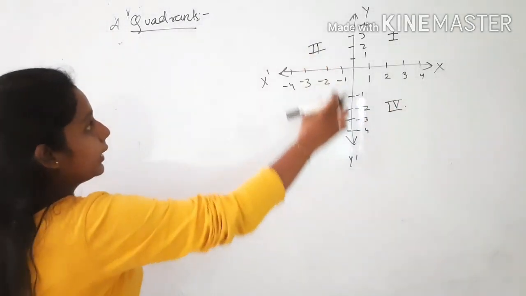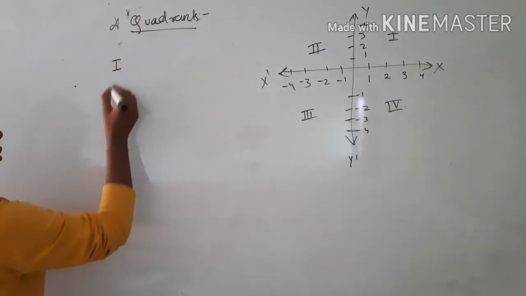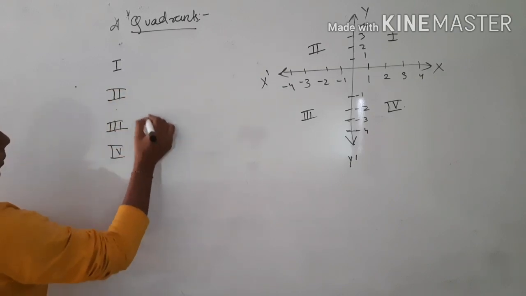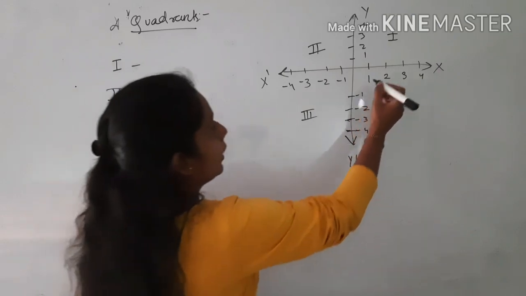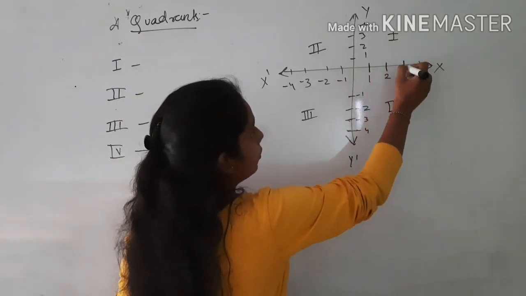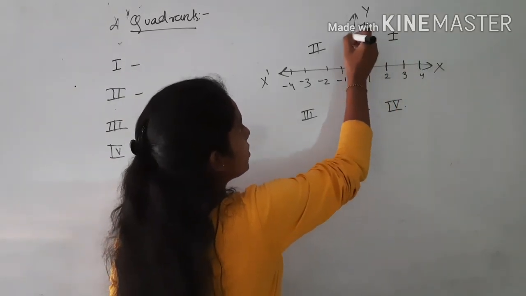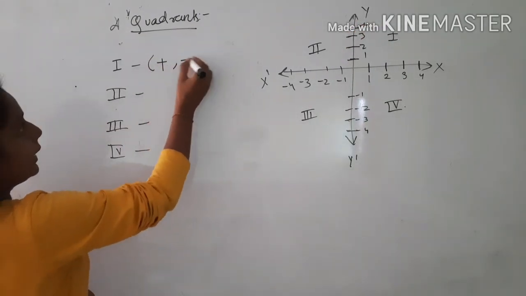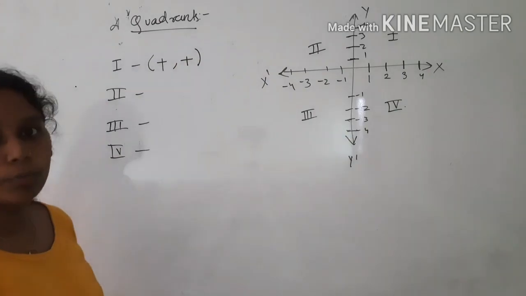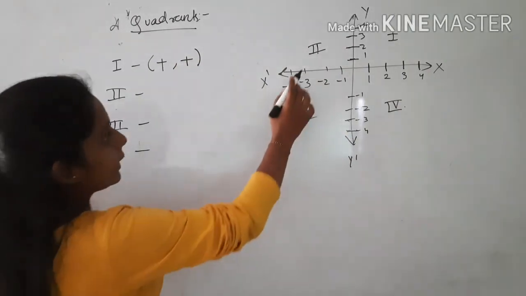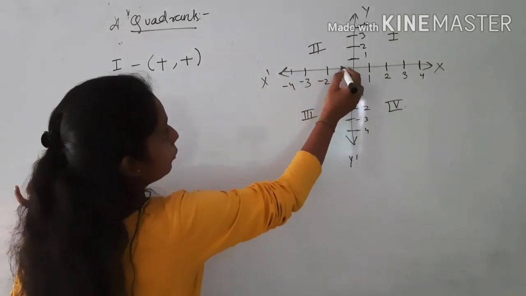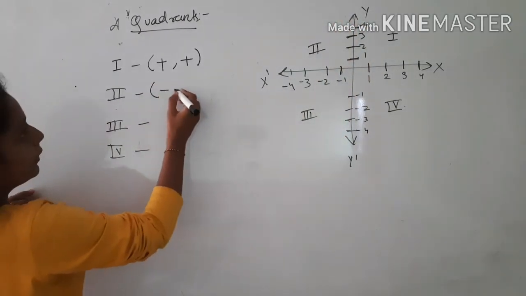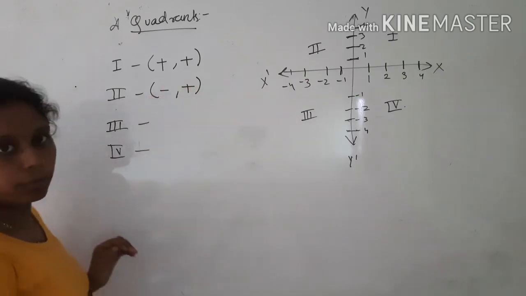So the important thing you will note down about all these quadrants is about their signs. Here x is positive and y is also positive. So any point in quadrant 1 will contain the sign positive, positive. Similarly in the second quadrant, x is negative while y is positive. So the sign in the second will be negative, positive.